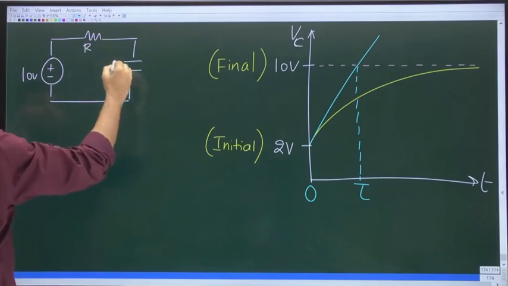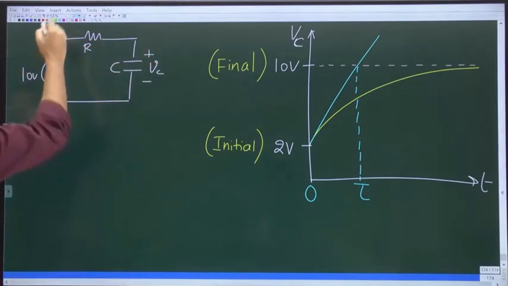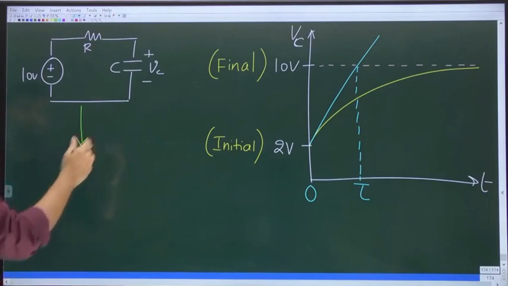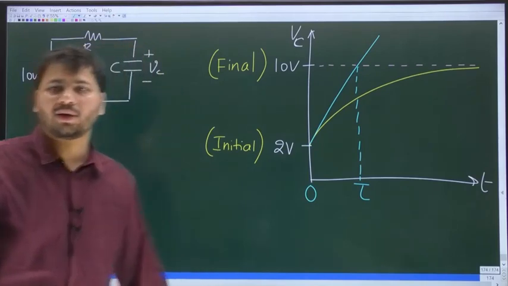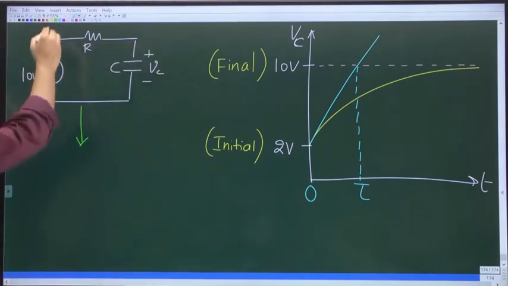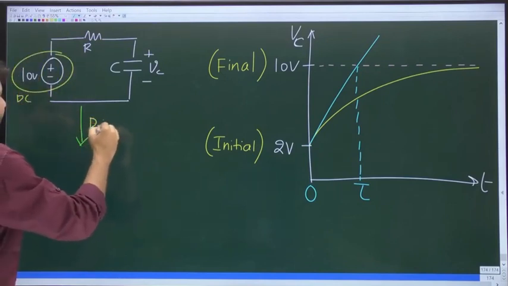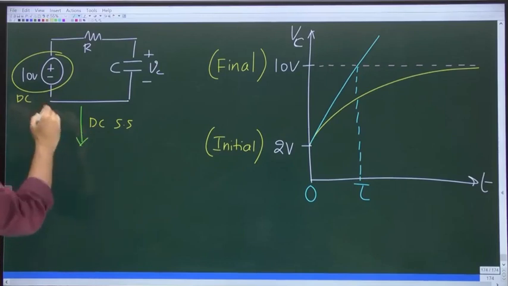10 volts, R, C, this is VC. Now this circuit, what kind of steady state will this circuit reach? Because 10 volts is DC, because this is a DC source. Does it not reach DC steady state? Yes or no? After a long time.